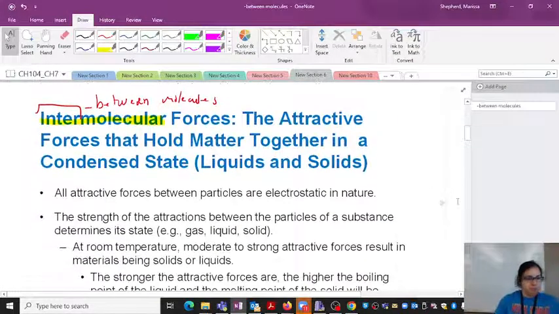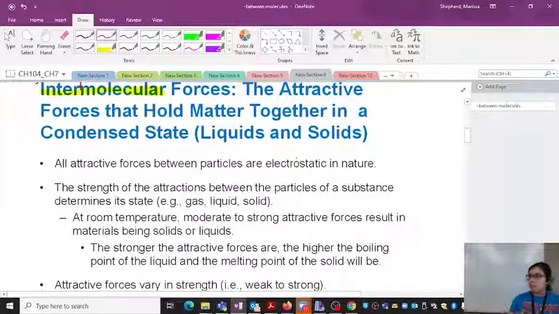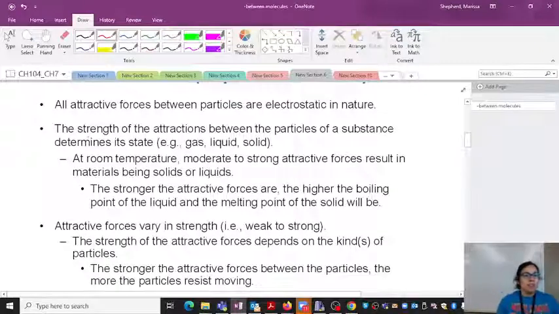All attractive forces between particles are electrostatic in nature, and we'll look more at what that means, but we know electrostatic means that we have to have opposite charges or some sort of dipole moment, something to bring things together. And the strength of these attractions between the particles is what determines its state. So at ambient temperature, the fact that nitrogen is a gas depends on those intermolecular forces, just like water is a liquid at ambient temperature.